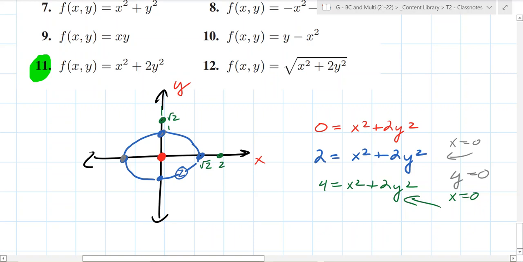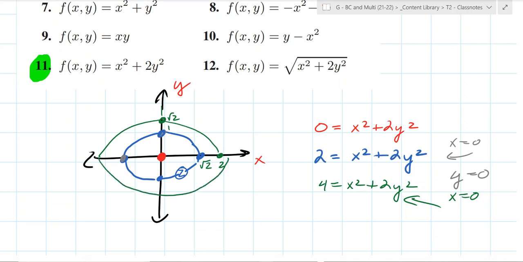So what shape do you get? Another ellipse. It looks like this. But what's the output value for this one? 4. So when you're doing the contour diagram for this, what am I going to grade it on? Are the z values equally spaced? So what are the z values? 0, then 2, and then 4.